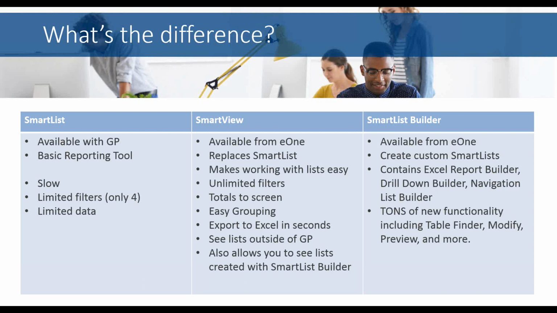list that you need. Now, also in Smartlist Builder, rolled up into one product, is Excel Report Builder, Drill Down Builder, and Navigation List Builder. So with that one product, with Smartlist Builder, you're actually getting 4 products in one. Now, there's tons of new functionality that we've added, and Nicole will touch briefly on that, but they include Table Finder. So if you hear Table Finder, be sure to pay attention. That's my favorite feature, and you're really going to love it as well. Modify, Preview, and much more.